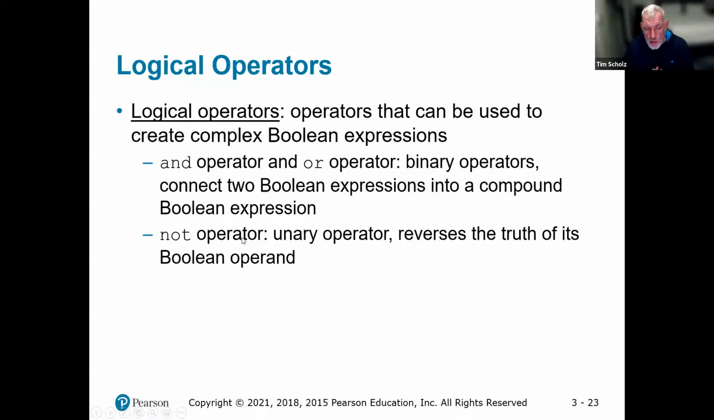You also have a logical operator that we've talked about a little with the not equals, which is the not operator. The not operator is what they call a unary operator, and it reverses the truth of its Boolean operand. If you say something is not true, logically, not true is false. And when something is not false, then it must be true. That's what the not operator does.